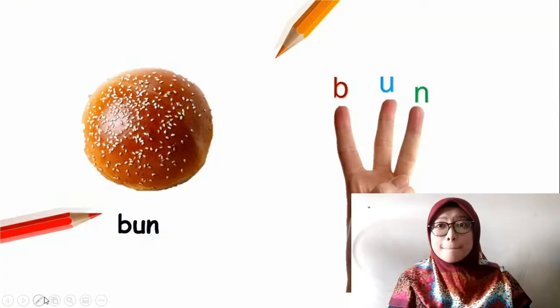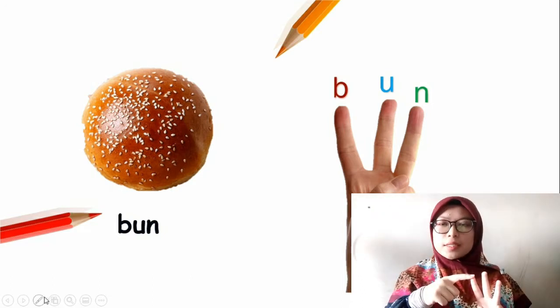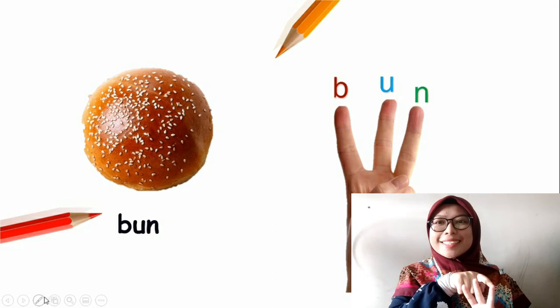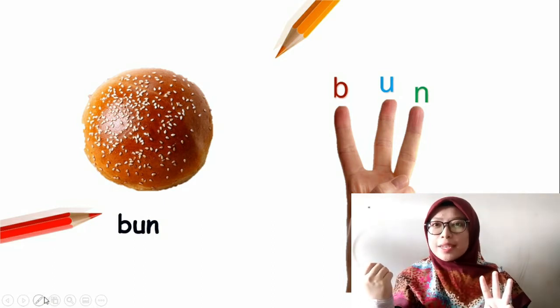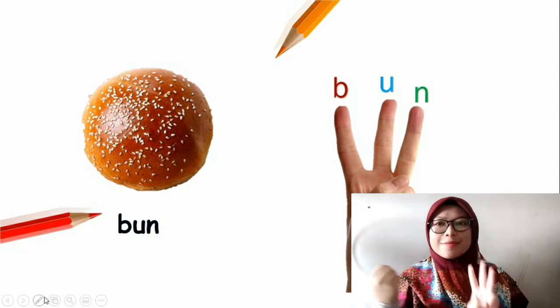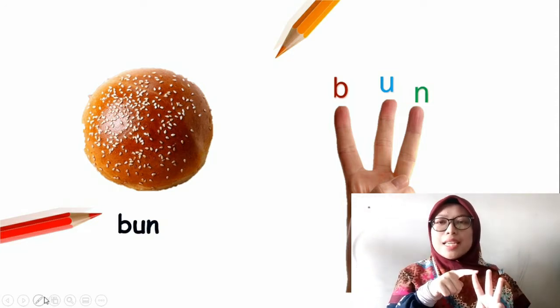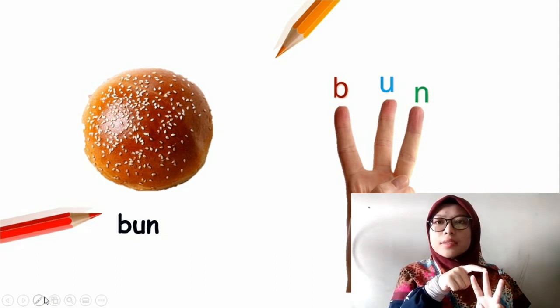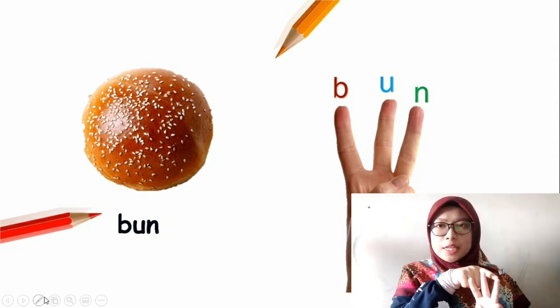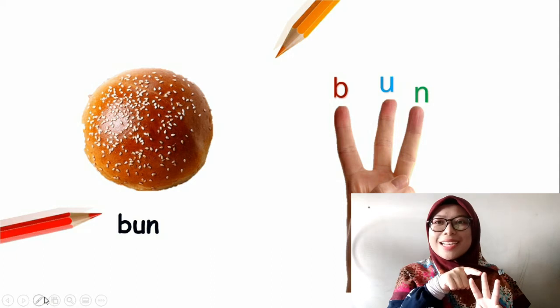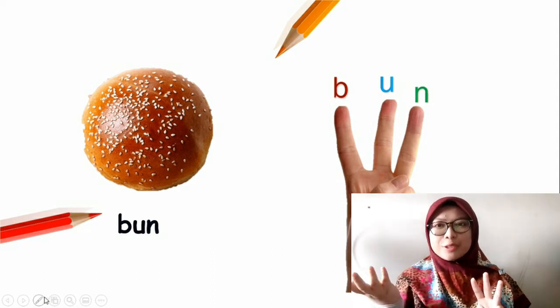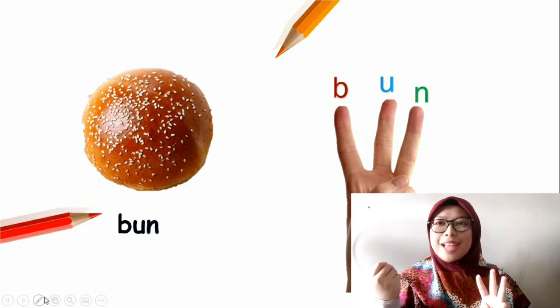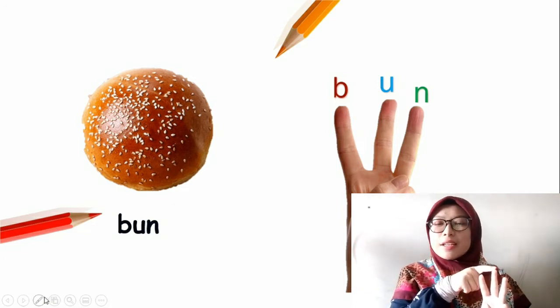Okay, another example, the word is bun. Bun, b, a, n. Which one is the medial sound? B is the initial sound. A is the medial sound. N is the ending sound. Which one is the medial sound? Yes, correct. The answer is a. The a sound is the medial sound.